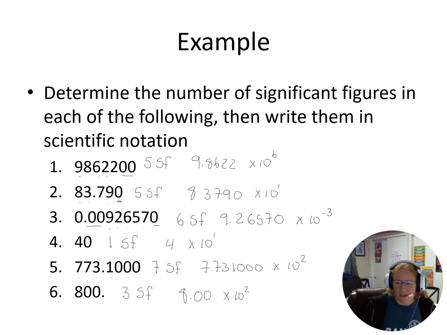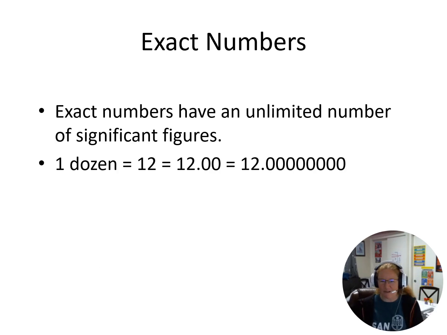Okay. All right, now, what happens if we have an exact number? So these are all measurements. They all have that degree of uncertainty to them. But what if I have, I don't know, a dozen students? Can I have a fraction of a student? No. Can I round off a student? No. I have exactly 12 students.